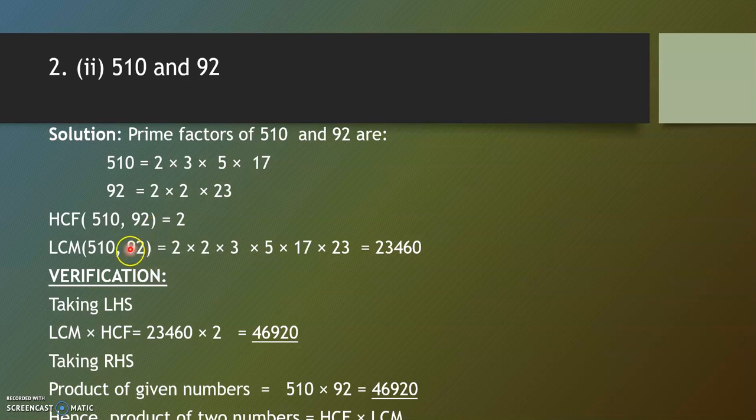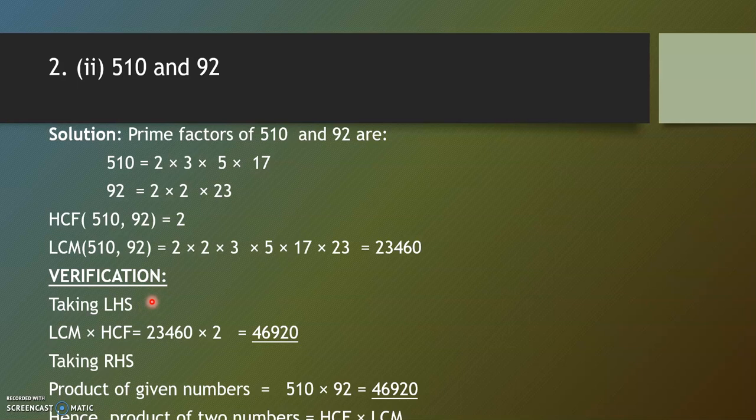And now let's take the LCM. In the LCM, we write the common factor once, and all the numbers which are coming in both of the factorizations. So 2 into 3 into 5 into 17 into 23 will give you 23,460. Now for the verification part, again we'll do the same thing as we did in question number first.